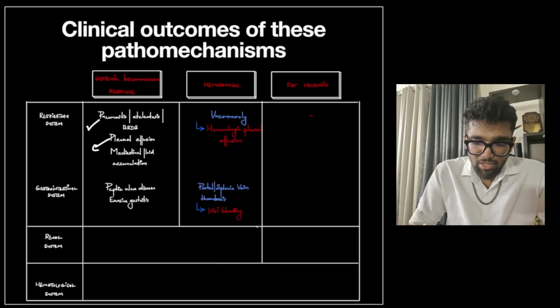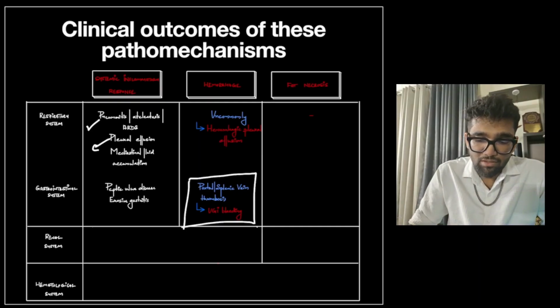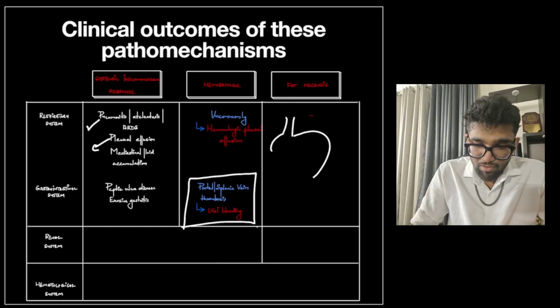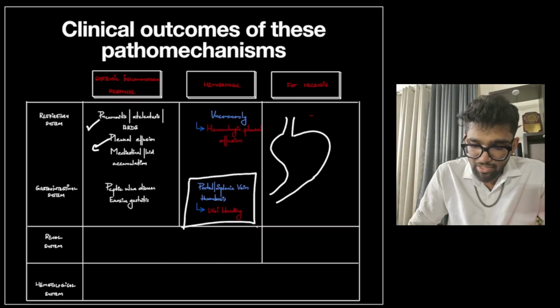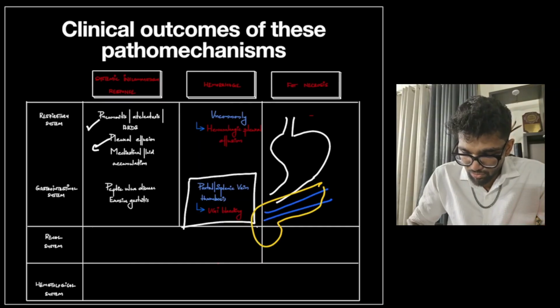Then, very importantly, locally you can get portal and or splenic vein thrombosis, and this matters because of the short gastric veins. So, if this is the stomach, this is the lesser sac, this is the greater sac. The splenic vein is going like this behind the pancreas. That would be the pancreas. And it is going obviously to the spleen here.